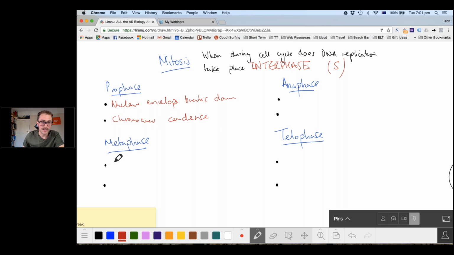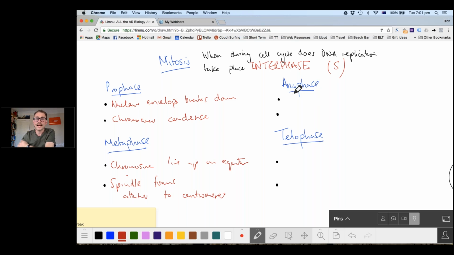Metaphase, what happens next? The chromosomes line up on the equator, and the spindle forms. You could say attaches to centrioles, centromeres. I nearly made a mistake then. Centromeres. Anaphase, the spindle contracts. I'm going to say chromatids.